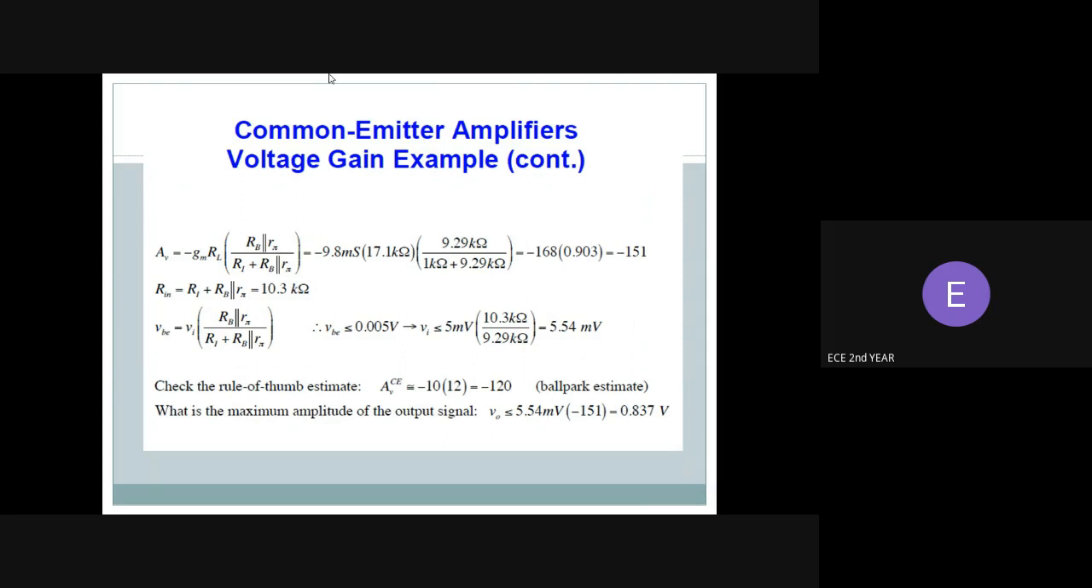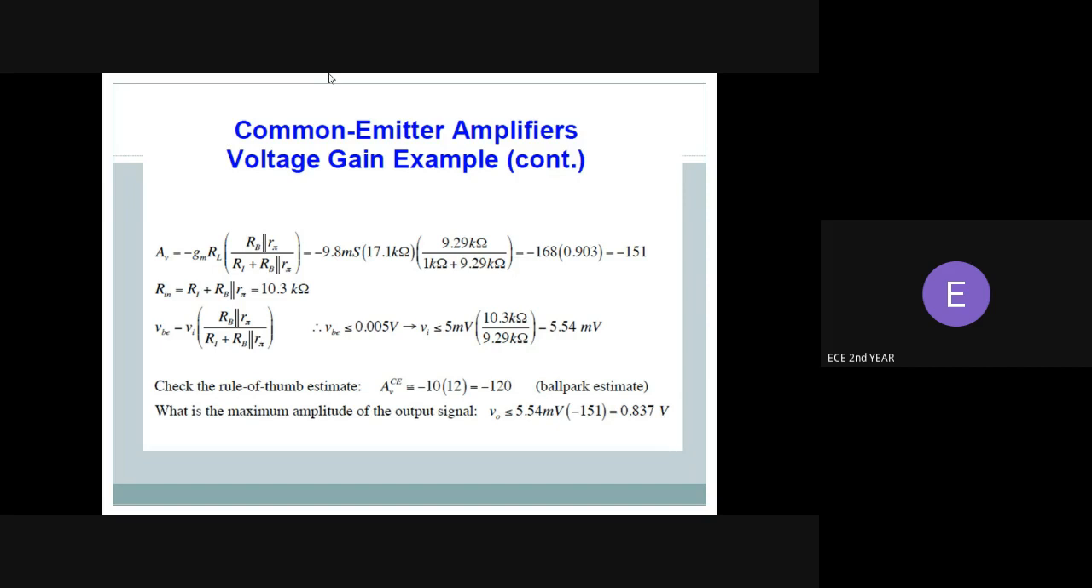And what is the input resistance? Input resistance is Rs plus RB parallel to r pi, which is equal to 10.3 kilo ohms. This is the input resistance provided by the circuit. Next, VBE, the base emitter voltage. VBE equals Vs times (RB parallel to r pi) divided by (Rs plus RB parallel to r pi), which must be less than 5 millivolts, and Vs is 5.54 millivolts.